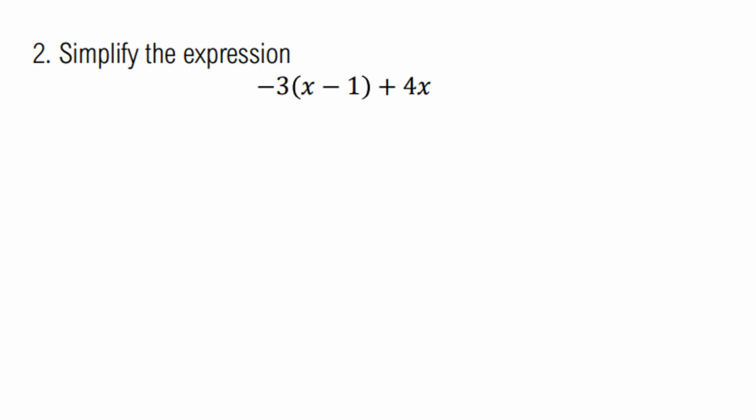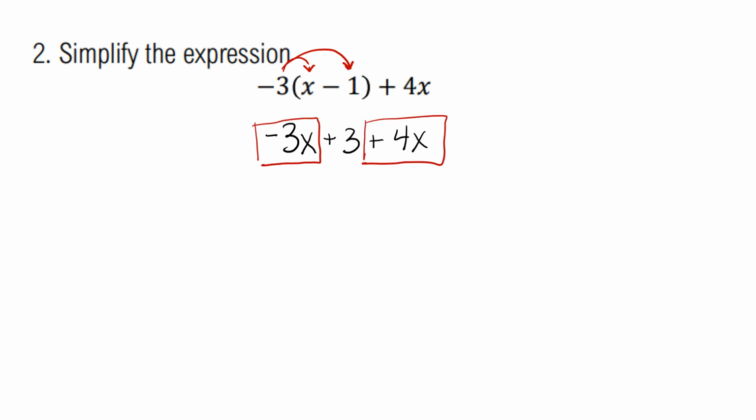Number 2, simplify the expression negative 3 in parentheses x minus 1 plus 4x. We start with the distributive property, meaning we multiply both numbers in our parentheses. Negative 3 and x give us negative 3x. Negative 3 and negative 1, two negatives make a positive 3. And the plus 4x stays the same as it is not part of the parentheses. We then combine our like terms, negative 3x and positive 4x, which would end up with a positive 1x. Again, the plus 3 stays the same as it is not part of our like terms.